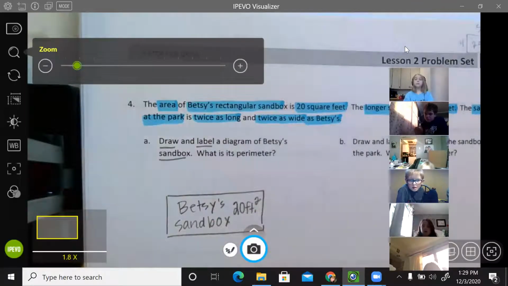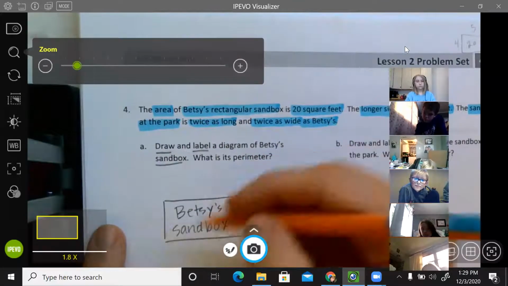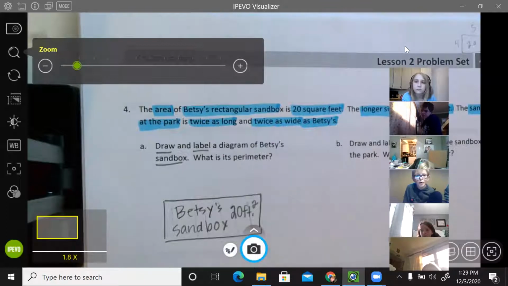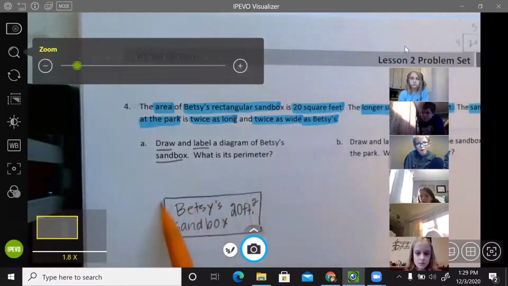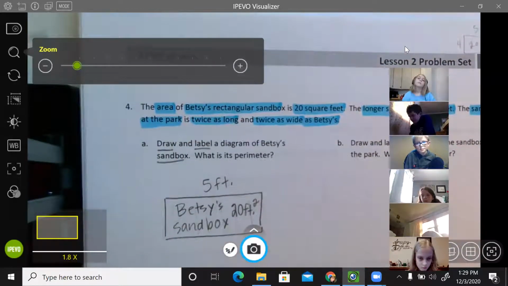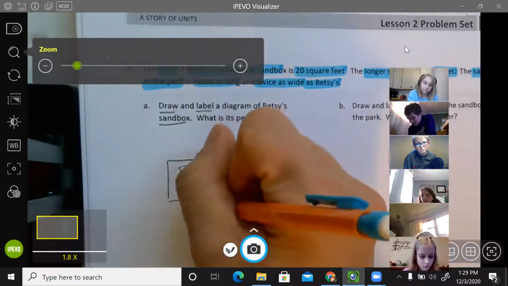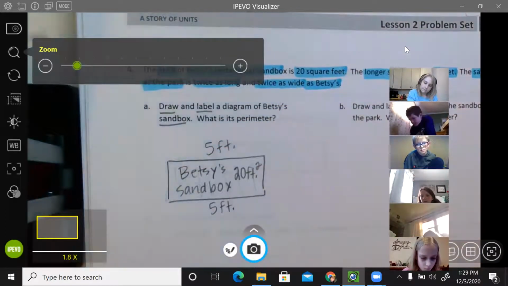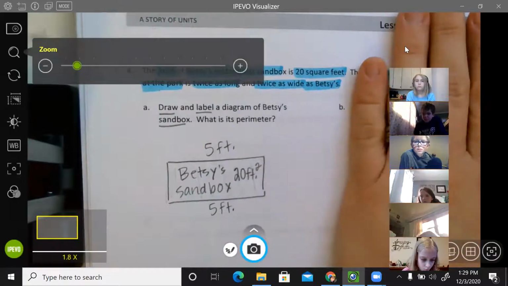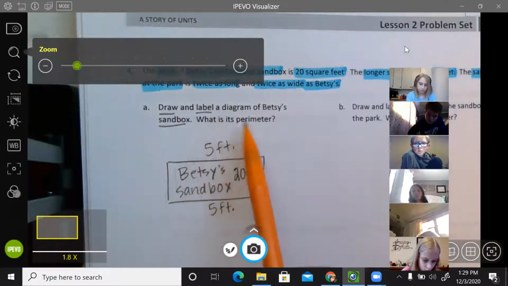Okay, Isla, other than the area of this sandbox, that means all the sand in here, we need enough to cover 20 square feet. What else do you learn in your story about this sandbox? The longer side is 5 feet. Okay, so this looks to be shorter. This is my longer side, so I'm going to label this 5 feet. I know opposite sides are equal, so I'm also going to label this side 5 feet. If I continue to read, it talks about the sandbox at the park. Well, I'm not concerned with that one yet. Over here, I need to find the perimeter.